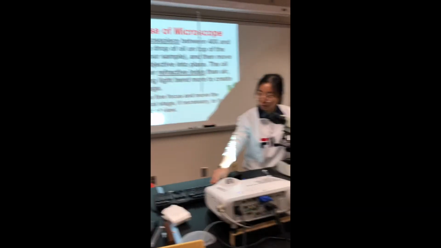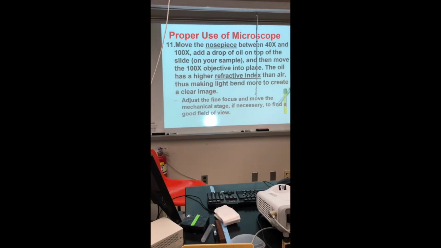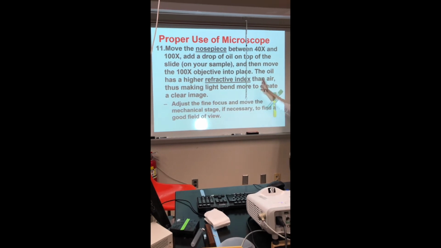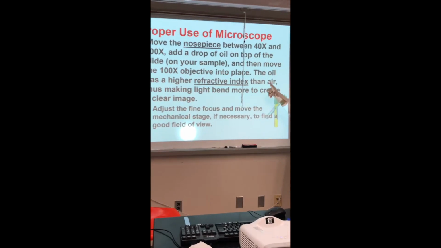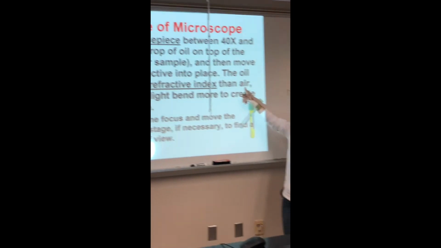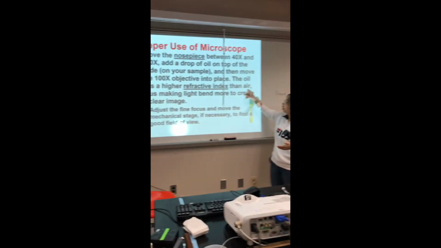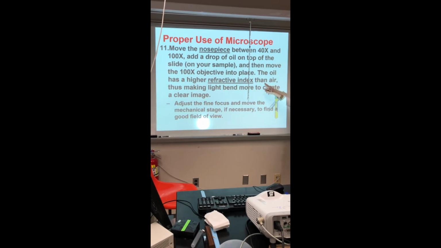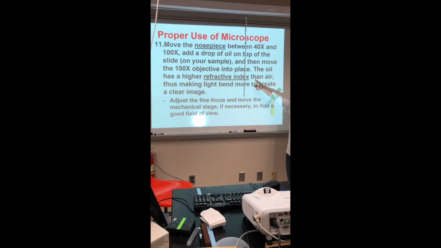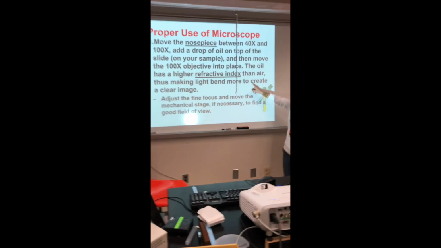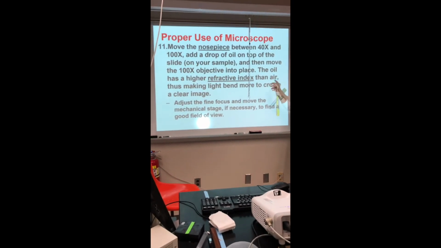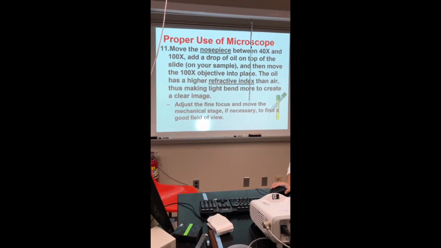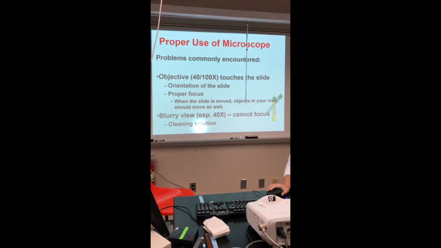And why do we need to add oil? Because oil has a higher refractive index than air. The light from the air bends more into the oil. So you can create a better image when you add oil for the 100 times objective lens.